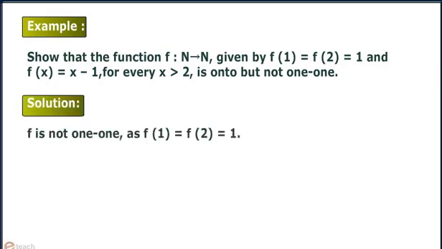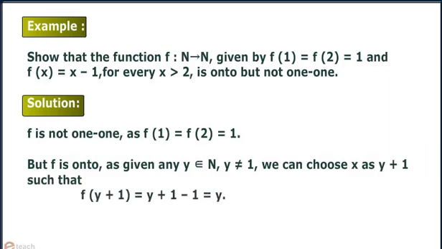f is not one-one as f(1) is equal to f(2) is equal to 1, but f is onto as given any y belonging to N, y is not equal to 1. We can choose x as y plus 1 such that f(y plus 1) equals y plus 1 minus 1 equals y. Also, for 1 belonging to N, we have f(1) is equal to 1.